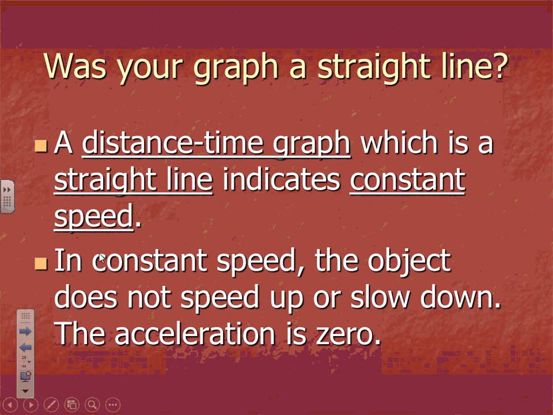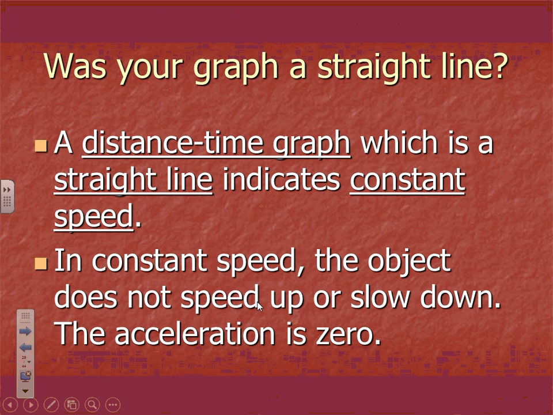Okay, so it indicates constant speed. Constant speed is the object does not speed up, which increases its speed, or slow down, which decreases its speed. That means the acceleration is 0. We'll define acceleration a little bit more later.